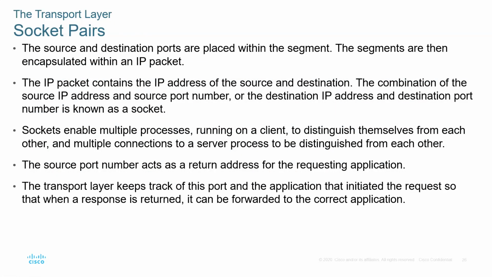Okay, socket pair. What is a socket? This is your IP address and the port number, the source port or the destination port that you are using. So you type in an IP address, 192.168.10, and you put a colon and you put a port number. These two together is what connects the device to a specific application, and this is called a socket. Socket pairs are the source and the destination port placed within the segment.